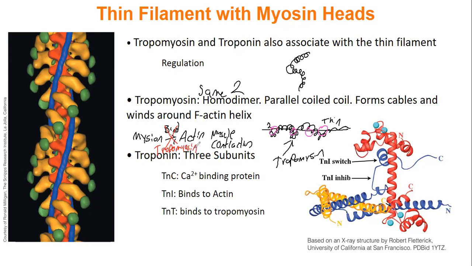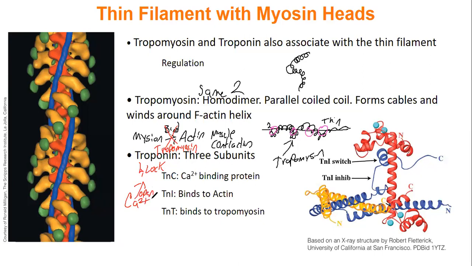So to release tropomyosin, we have to get rid of troponin. The way that this works, think of troponin as a lock, right? So troponin is a lock. And the key to opening that lock is calcium. So calcium opens that lock.